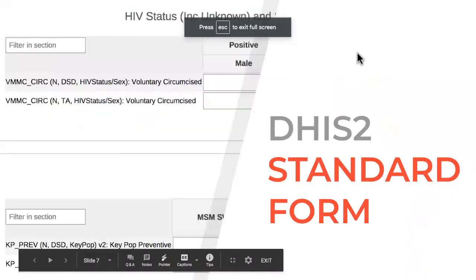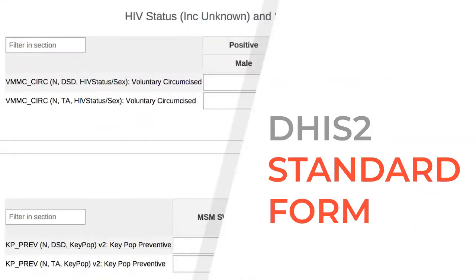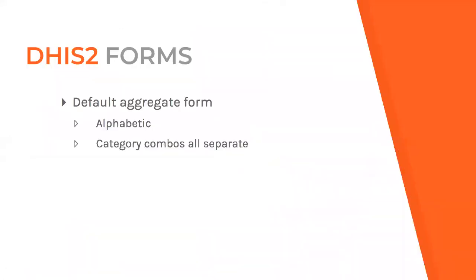We've got a graphic of them right here. And as you can see, it breaks out the positive and the male here and displays them separately. And I may attempt at a later point to actually bring that portion of the presentation in. So that's how the default form works.